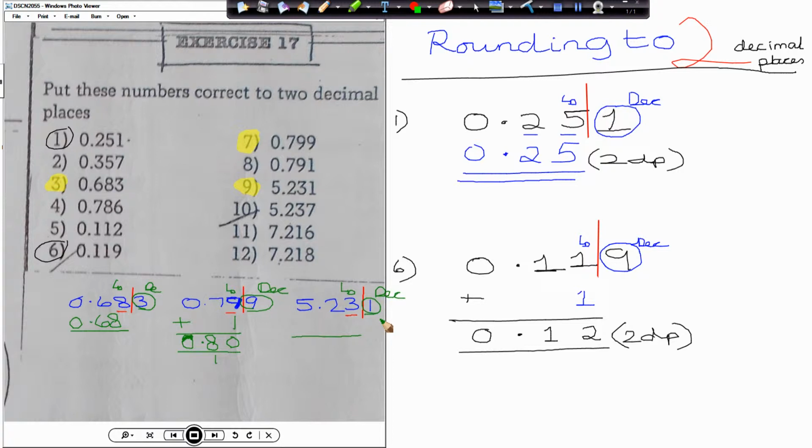Okay, this number is less than 5. So what we do here, we copy everything down and we stop at the last digit, and that's done. 2 DPs. This answer is to 2 DPs, and this answer is to 2 DPs. And that's the end of that exercise 17, sorry.